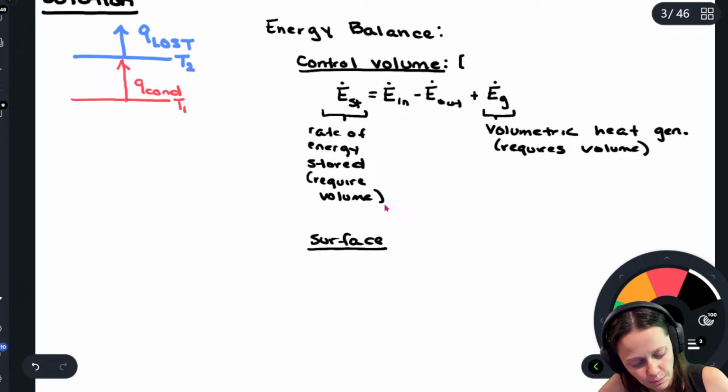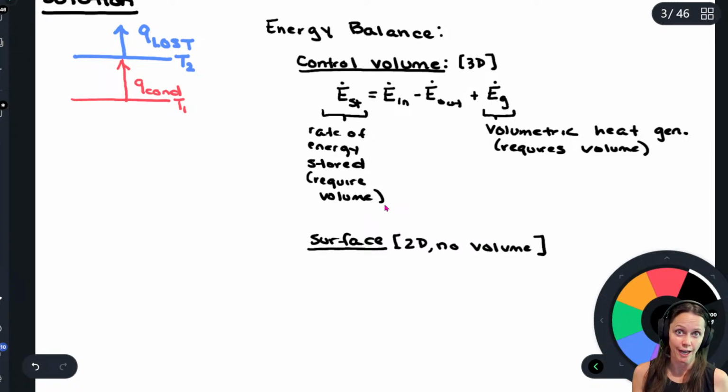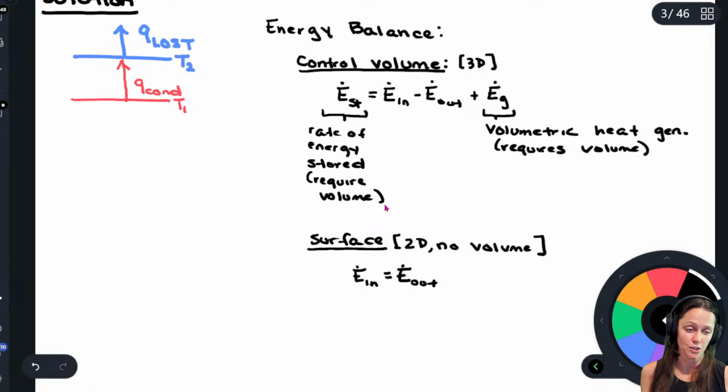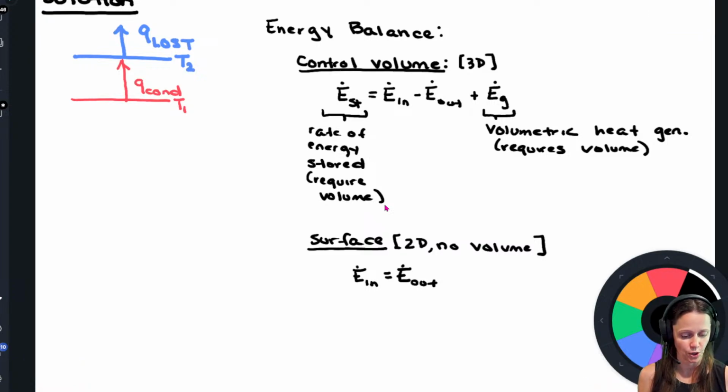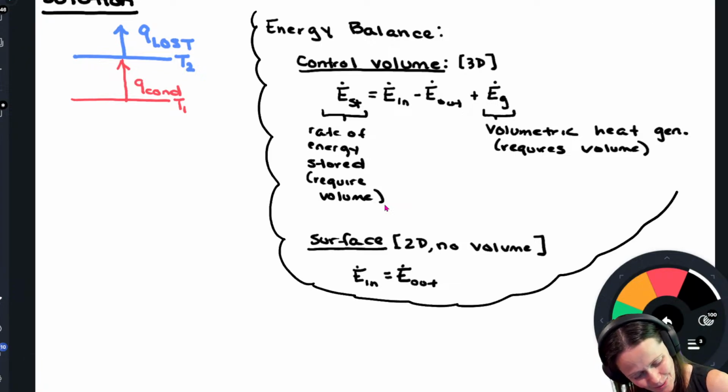So with a control volume, that's a 3-dimensional thing. A surface is 2D, no volume. And so if you do an energy balance on that, you're only left with 2 terms. All it is just what's going in has to go out, because there's no volume to store it in. There's no volume for energy generation to occur within. So all that to say, let me put this all in its own little thought bubble.